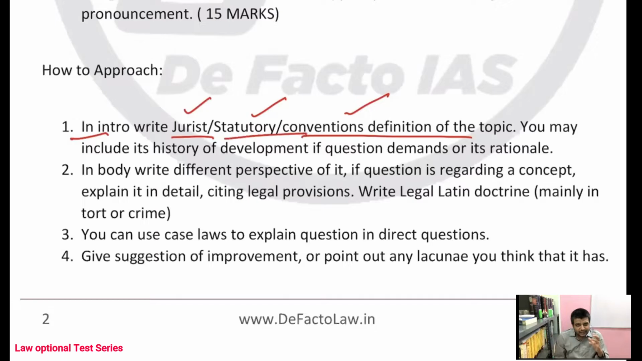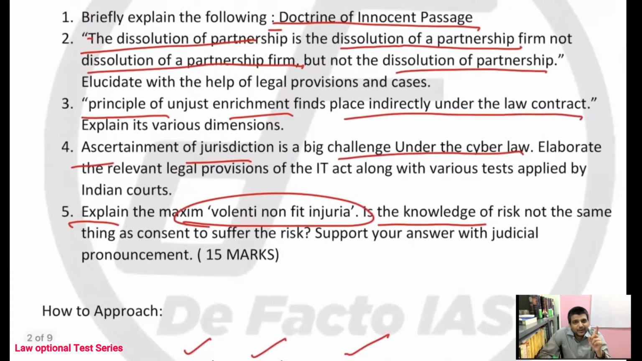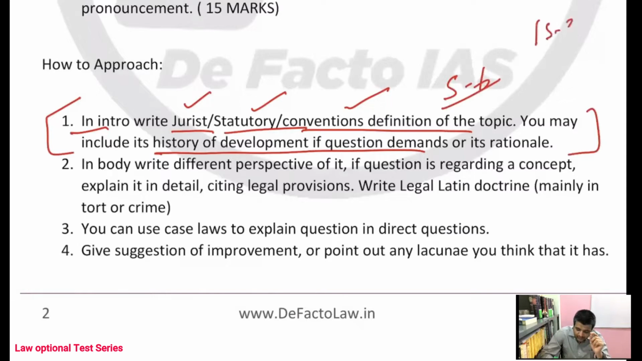Now, if it is an international law question, you can include in one or two lines the history of it, how it evolved. Remember, these types of questions are mostly asked for 10 marks. All the questions that I have given here are mostly 10 marks. So this whole introduction part you have to cover in a maximum of 5 to 6 lines, because maximum 15 to 20 lines you have to write, not more than that. 25 lines is the max.